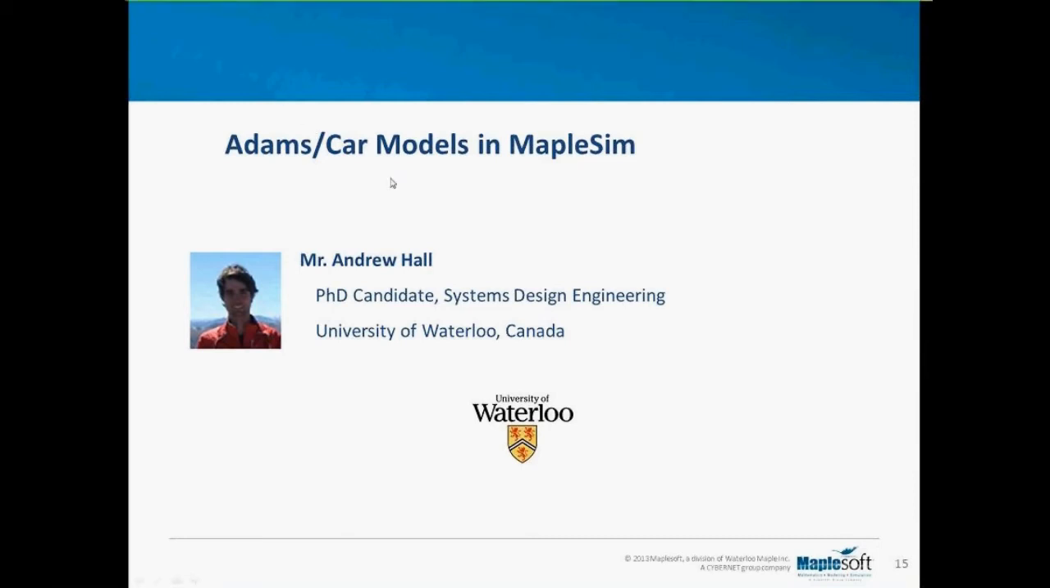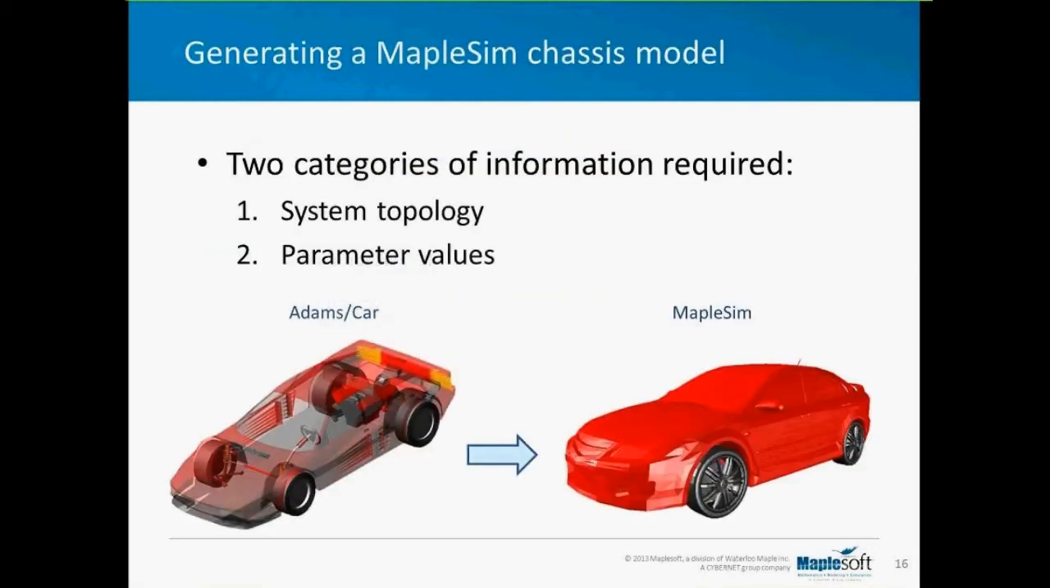Hi everyone, hopefully you can see my screen. So I'm going to talk about the specifics of converting the chassis model in Adams Car to a MapleSim chassis model. So there's 2 different categories of information that are required to do this. The first is the topology of the system, so what it looks like from the outside, the type of suspension, how the chassis is modeled. And then the second is the parameter values, so those are the hardpoint locations and the component masses.